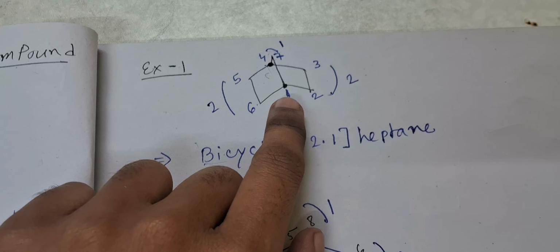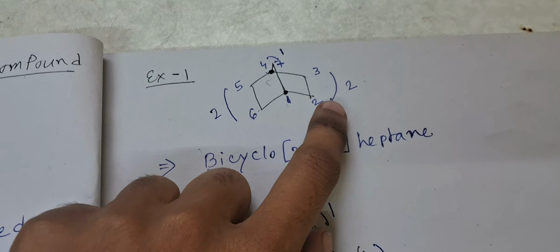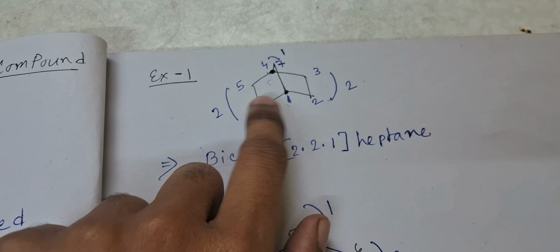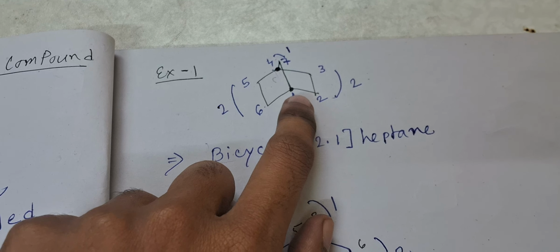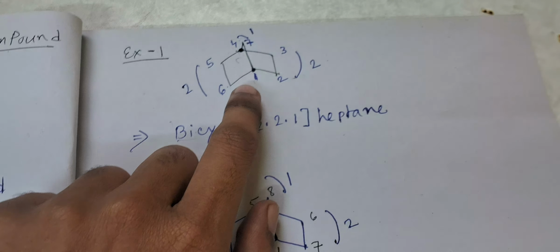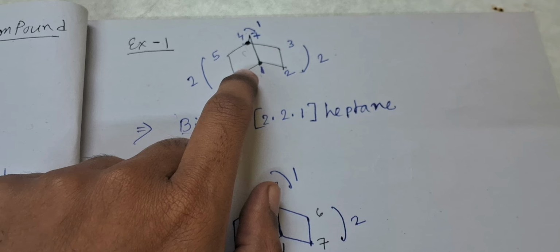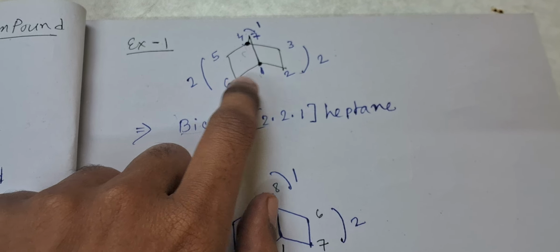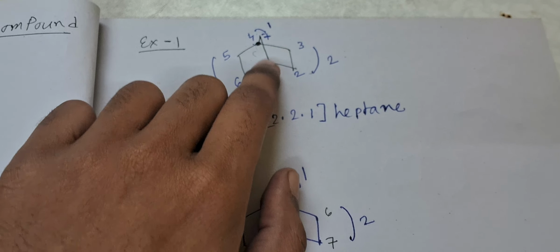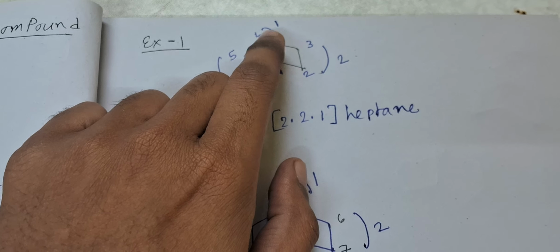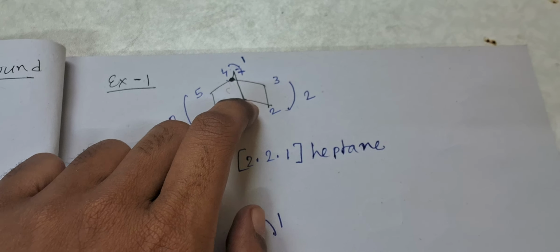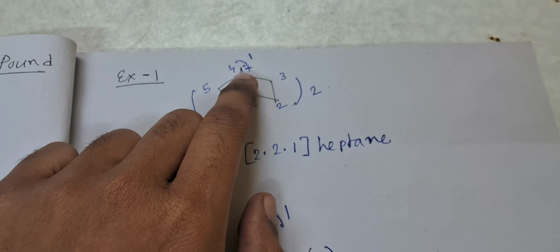Now you can start numbering either from left side or right side, because both are symmetrical. That is, in the left side two carbon atoms are present between the 1 and 4th position, where the 1st and 4th carbon atoms are bridged centers, right? So between 1 and 4 there are two carbon atoms present in the left side as well as in the right side. So you can choose any one of them, both are correct, but you cannot choose from the top side, because the top one has only one carbon atom between these two bridged centers. So you cannot go along the top side.